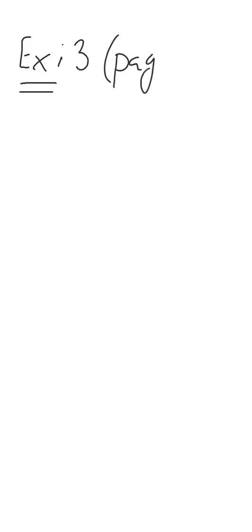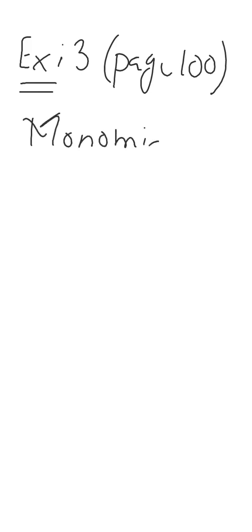Exercise 3, also on page 100. Exercise 3 is the combination of 1 and 2. Okay. So here the common factor is a monomial, meaning that its coefficient is a variable at the same time. Part 1. So pay attention well.